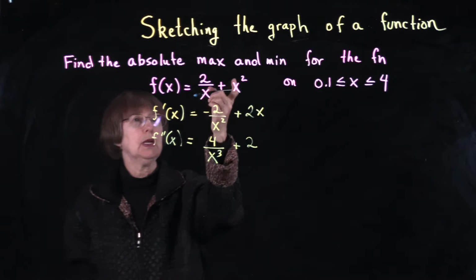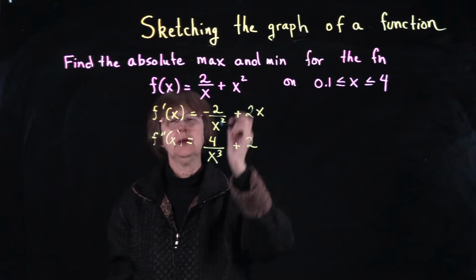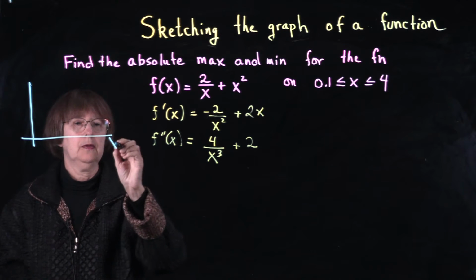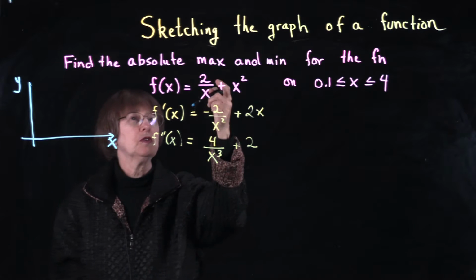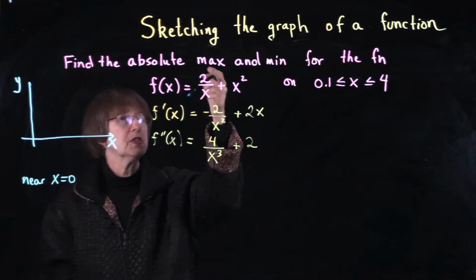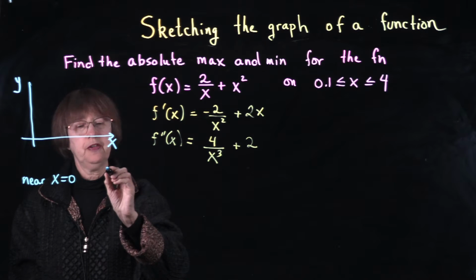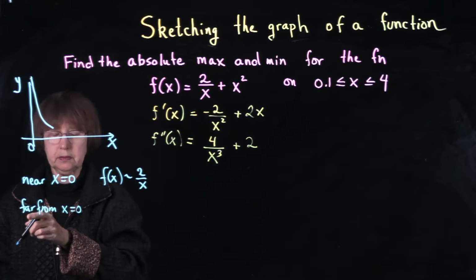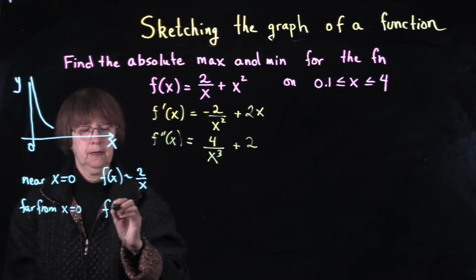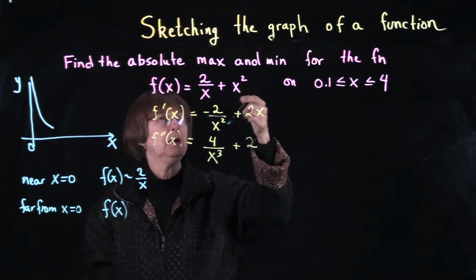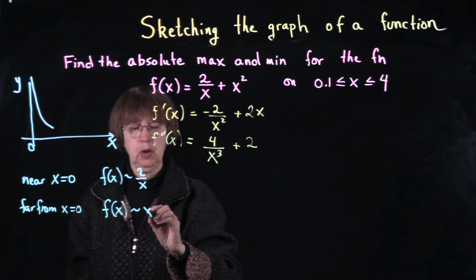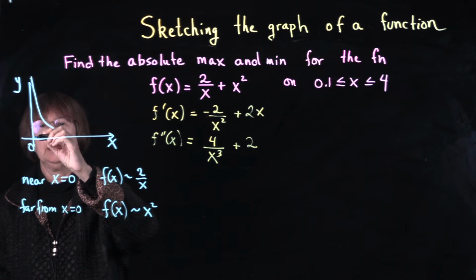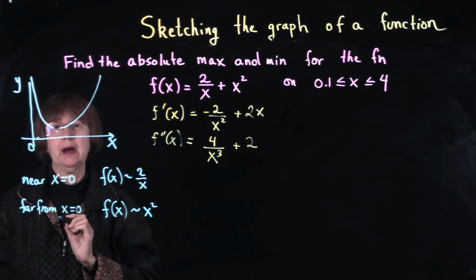What we'd like to do is draw a very rough sketch of this function before we even begin to look for the critical points and the inflection points. Let's observe that near x equals 0, this power dominates, and so the function is well approximated by 2 over x. Far from x equals 0, the term that dominates will be this term, and so the function will be well approximated by this quadratic, which will give us a little piece of a parabola opening upwards.